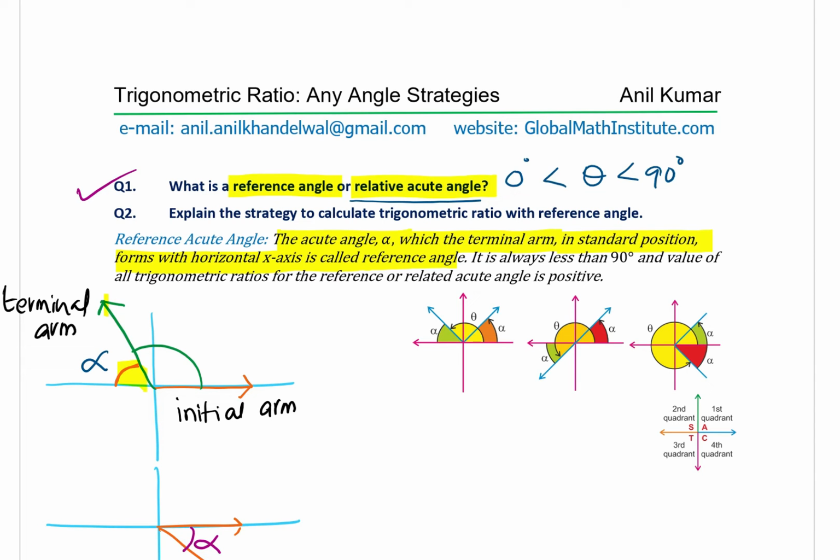However, we have to still look into the strategy, how that helps in calculating the value. Well, as you can see, I've shown some drawings here which say the terminal arm could be in quadrant 2, could be in quadrant 3, could be in quadrant 4, or in just quadrant 1. In any case, the angle which the terminal arm makes with the horizontal axis we are referring to as alpha. So what you will notice here is that the trigonometric ratio of alpha is always the same.